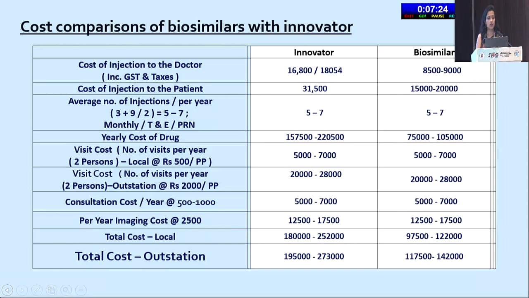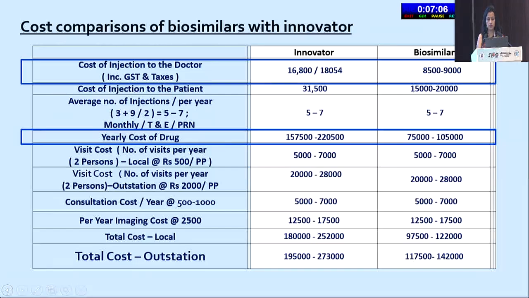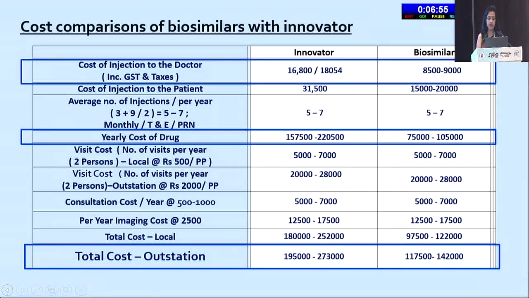Let's quickly look at the cost comparison between biosimilars and innovators. If you see here, there's something called the cost of injection to the patient, to the doctor and to the patient. To the patient, we need to add a whole lot of other things like consultation, their travel, their OCT, etc. So when you look at the yearly cost of the drug, depending on 5 to 7 injections probably, you can see that the cost difference is quite significant between the innovator and the biosimilar. And then when you add the travel cost to it, it becomes exponentially more.